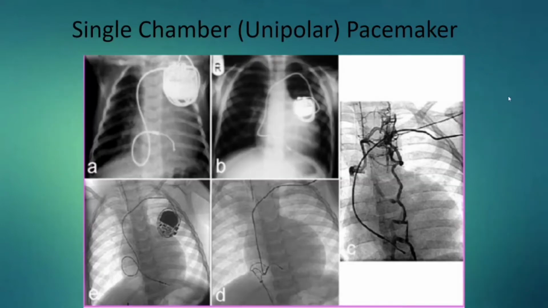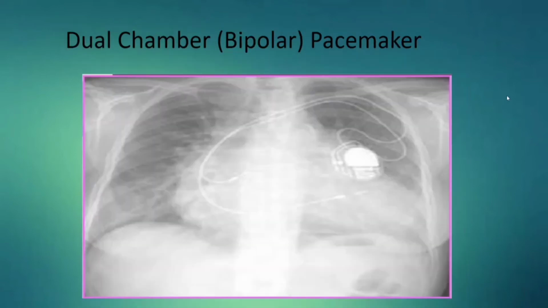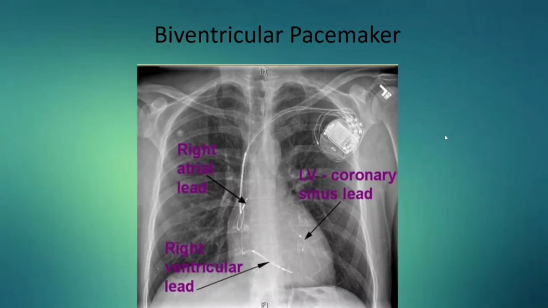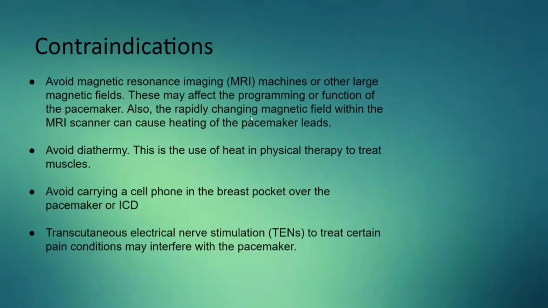This is a single chamber or unipolar pacemaker. This is a dual chamber or bipolar pacemaker. And this is a biventricular pacemaker. And you can see this is more complicated than the others. And if we talk about permanent pacemakers, we should also consider contraindications.